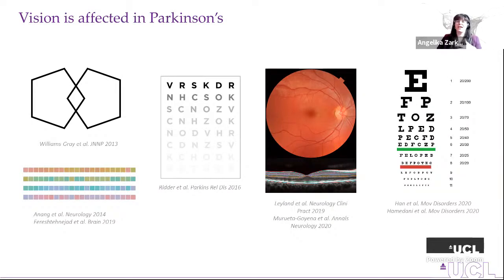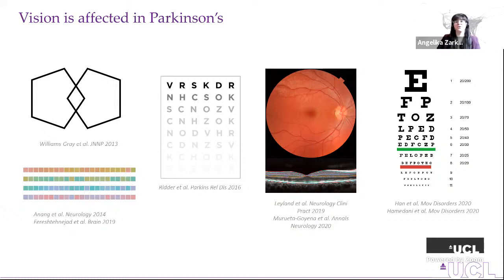But even when looking at the most simple visual tests, so reading lines from a chart like this one, a test that probably most of you will have had, people with Parkinson's disease perform worse than others in their age group who don't have Parkinson's. And there is evidence as well that these changes may happen even before motor symptoms develop.